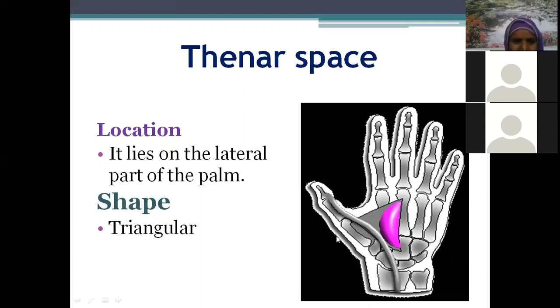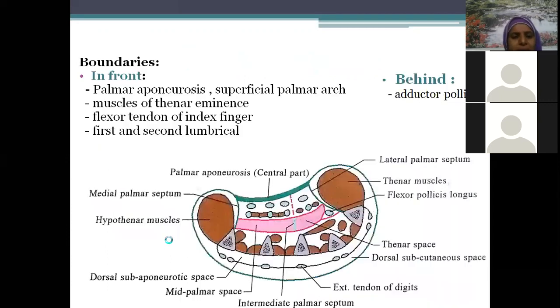So this lies in the lateral aspect of the palm. The shape is triangular. Pay attention, very easy. Everything is written in the text. I have kept the same picture again. The thenar space is towards the thumb, on the lateral side. In front, just now you told me, it is the same: palmar aponeurosis, superficial palmar arch, and muscles of the thenar eminence. What are those? Abductor pollicis brevis, flexor pollicis brevis, opponens pollicis, adductor pollicis. Then the flexor tendons of the index finger and the first and second lumbricals.